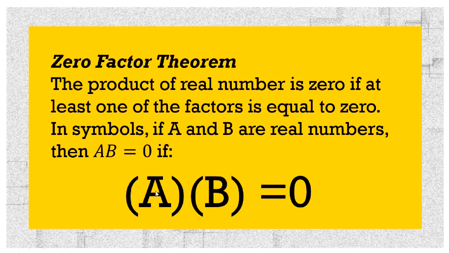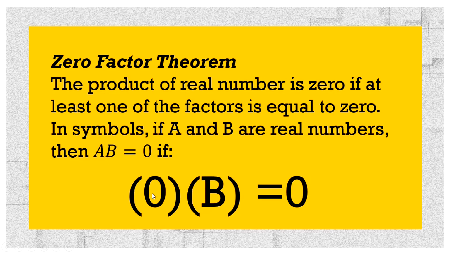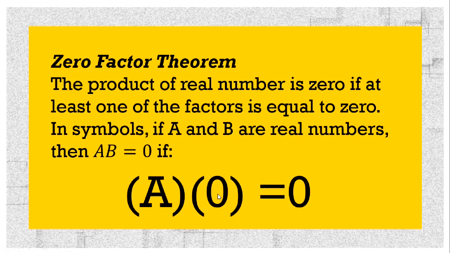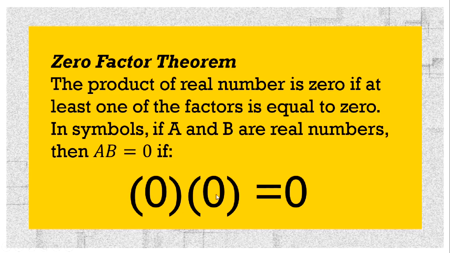So meaning in this case, the product of a and b will be 0 if and only if at least one of them is 0. So it could be a is 0 since 0 times b is equal to 0, or b is 0 since a times 0 is equal to 0, or both of them are 0. So we have 0 times 0 is equal to 0.